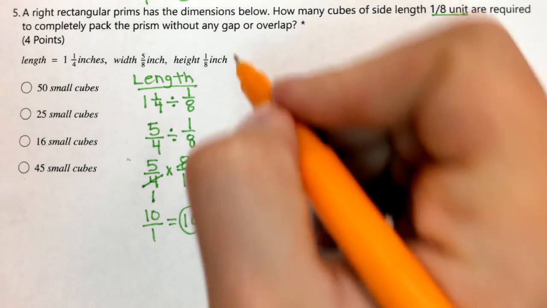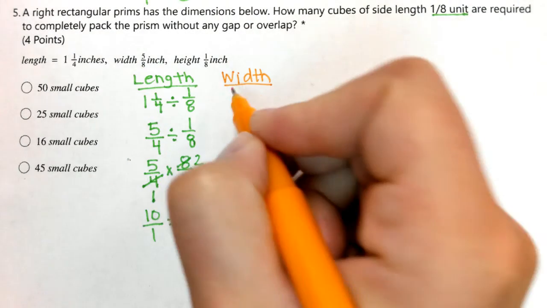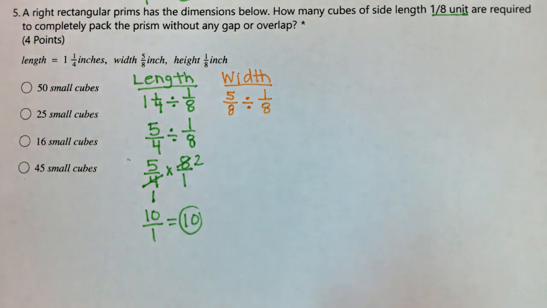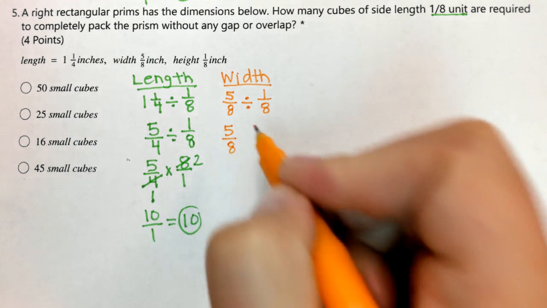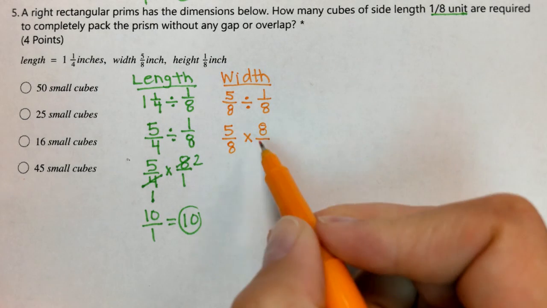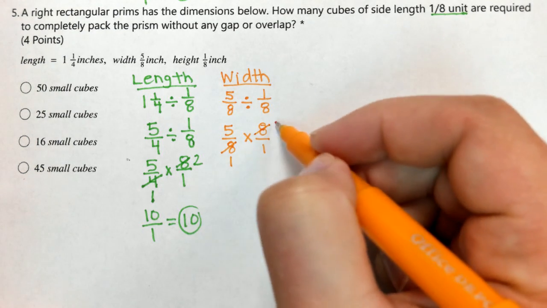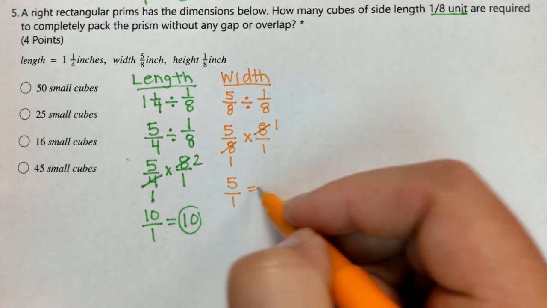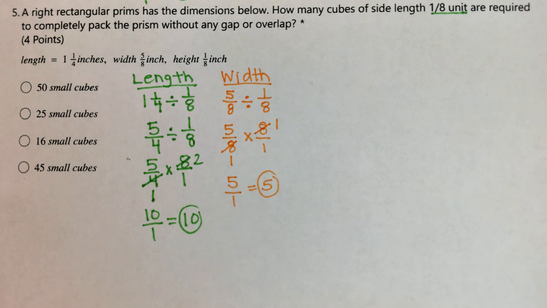Now I'm going to go to my width. My width is 5/8 inches, and I'm going to divide that by 1/8. Both my numbers are fractions, so I can go ahead and do my keep, change, flip. So keep the 5/8, change division to multiplication, flip 1/8 to 8/1. 5 and 1 can't simplify, but 8 and 8 can be divided by 8. 8 divided by 8 is 1. 8 divided by 8 is 1. 5 times 1 is 5. 1 times 1 is 1. 5/1 equals 5. So that means 5 of these 1/8 inch cubes can fit in the width.